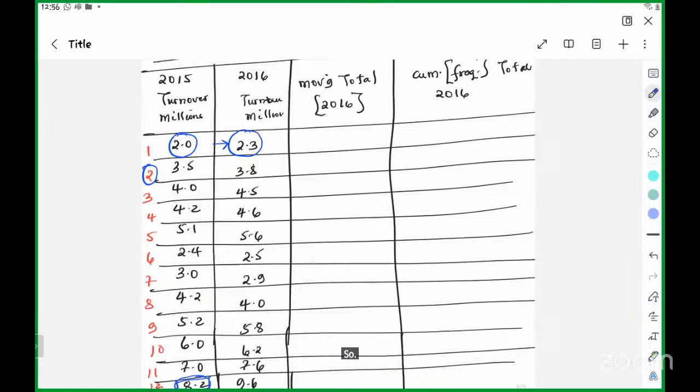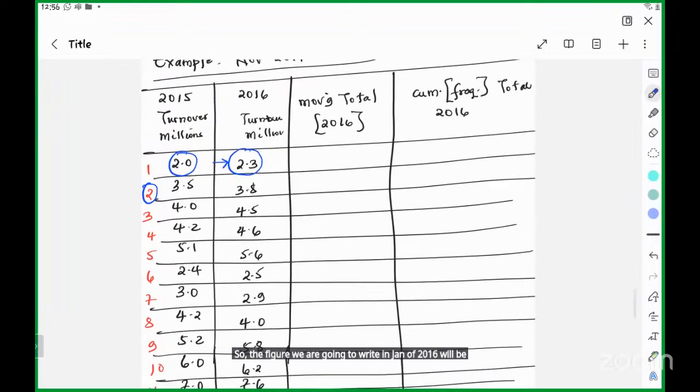So the figure we are going to write in Jan of 2016 will be the 54.8 minus 2, add back 2.3. What do you get? You're adding 0.3. It will be 55.1. Is that okay? Guys, have you understood? Once you do that, you don't need to keep adding 12 figures.